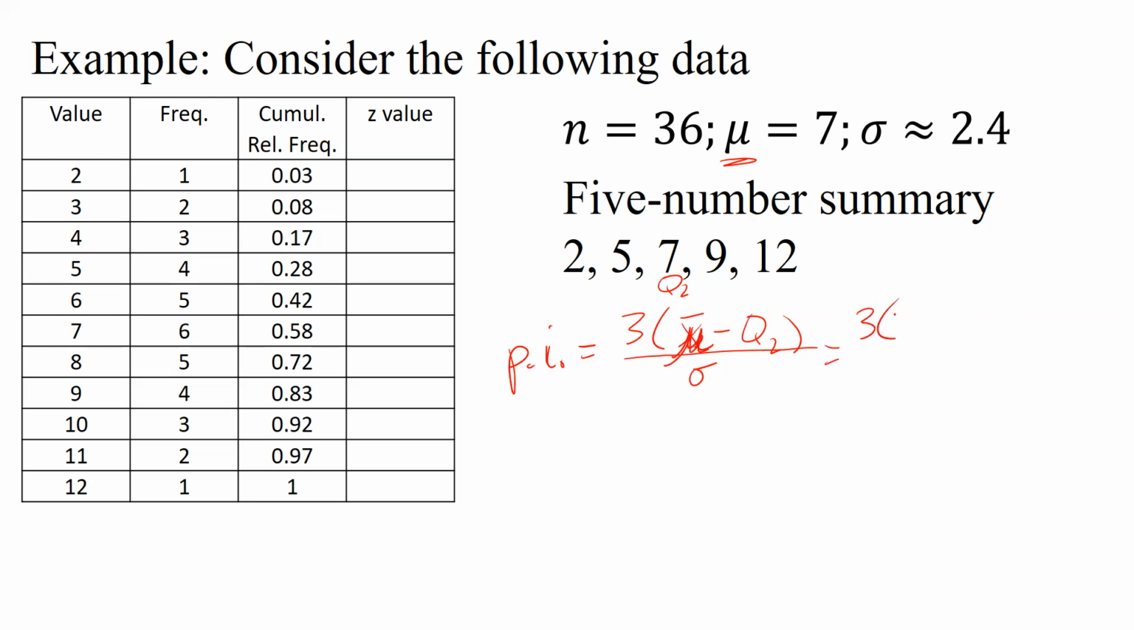So our mean is 7 minus 7, our median Q2, over our standard deviation, which is 2.4. Well, 7 minus 7 is 0. 0 times anything is 0. So that's going to be 0. That's between -1 and 1. So I'll say it passes the Pearson's index value test here. It fell between -1 and 1. 0 falls in that.